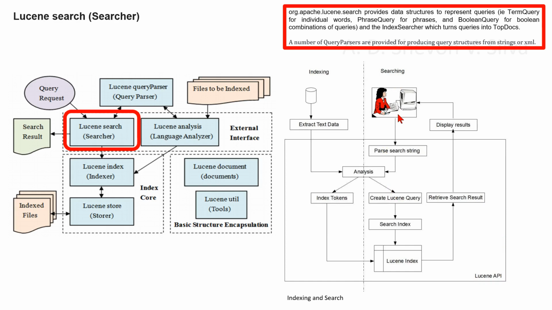Here searching is connected to pass search string, and pass search string is connected to analysis. Analysis is connected to create Lucene query. Create Lucene query is connected to search index. Search index is connected to Lucene index. Lucene index is connected to retrieve search result. Retrieve search result is connected to display result and provides the result.